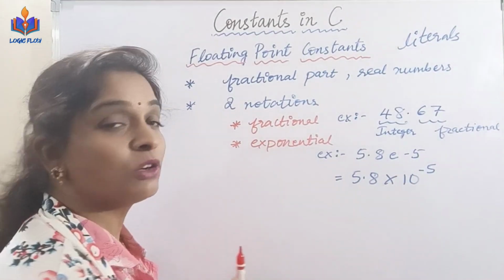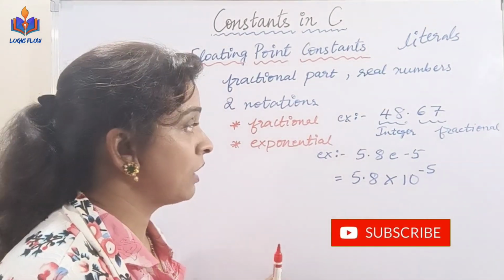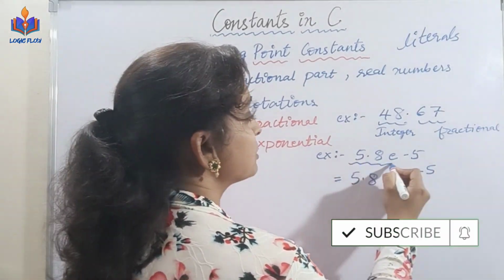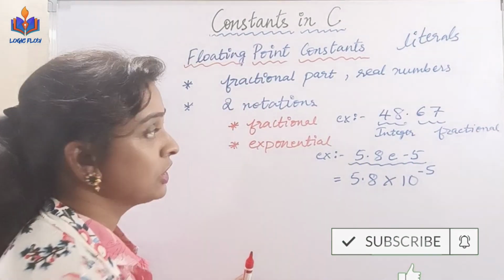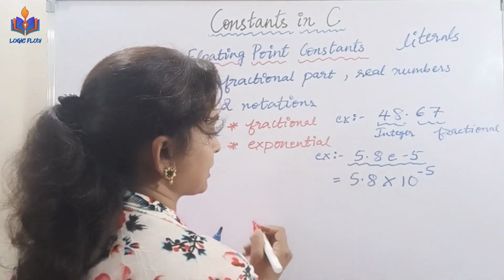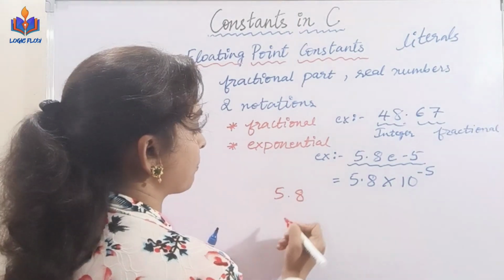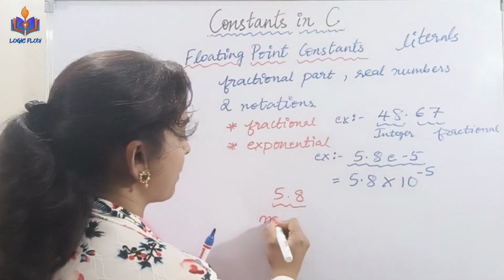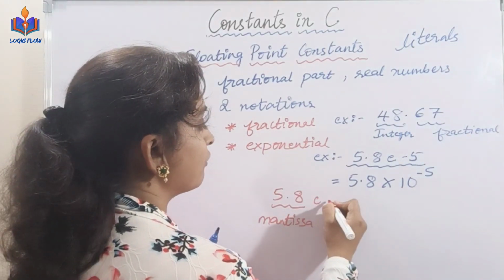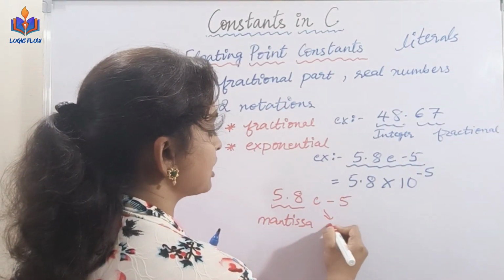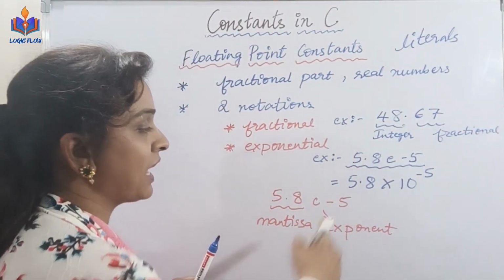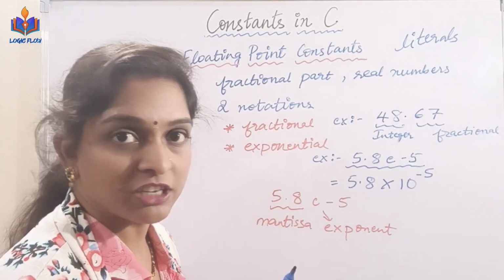So if you just compute that, you get a very lengthy fractional number. In order to represent this lengthy fractional number, I can use this exponent notation, where we have this mantissa, 5.8. Here I have 5.8, which is the mantissa, followed by the exponent value. This exponent value can be a negative or a positive value.